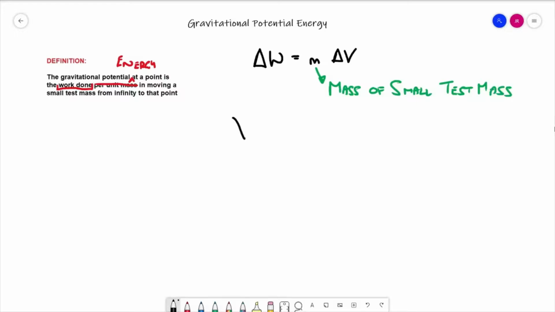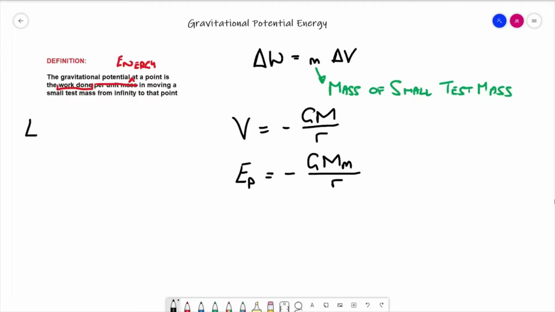Therefore, if we take the equation for gravitational potential, V is equal to minus GM over r, and we multiply it by the mass of the small test mass, we get the equation for gravitational potential energy: minus GMm over r. Now, of course, that equation for gravitational potential energy looks different to what you've been taught in the past, especially at GCSE.